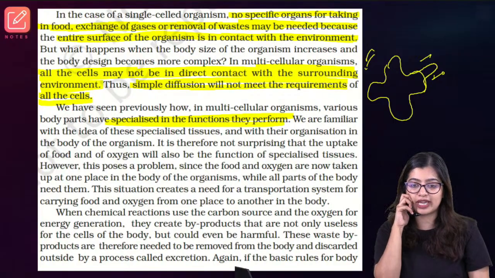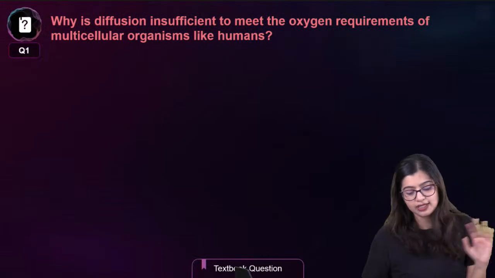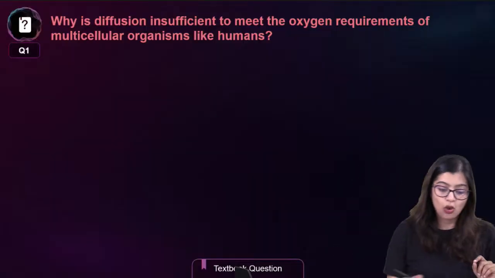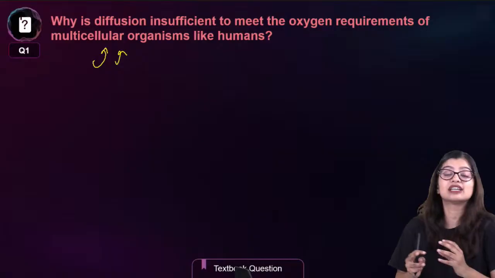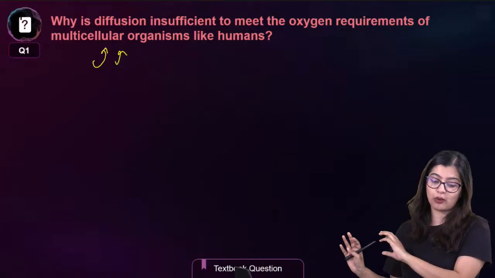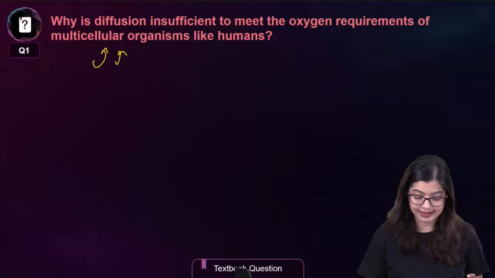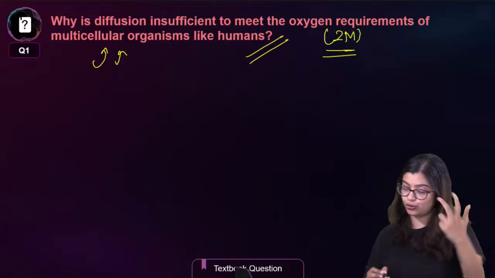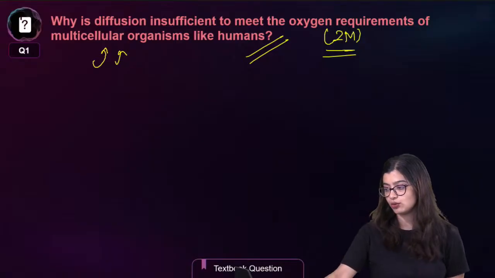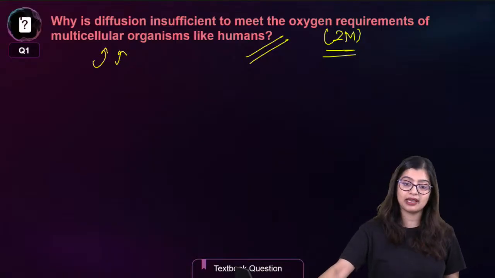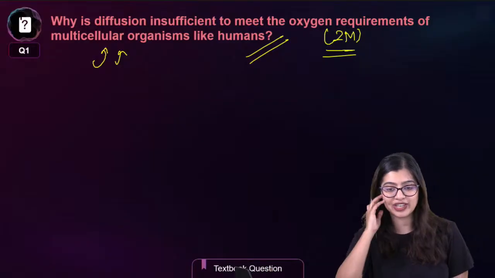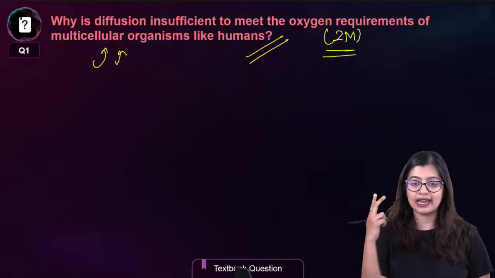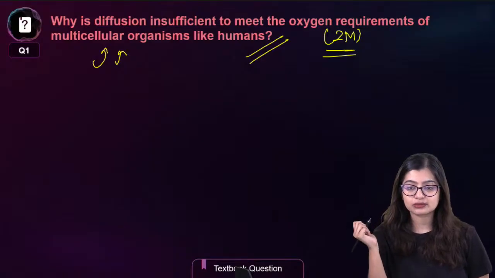Yes? Okay. Awesome. So with this, all of you, I have a question and I want you to give me the keywords in the answer. Why is diffusion insufficient to meet the oxygen requirements of multicellular organisms like human beings? This can come for 2 marks in your unit test exam if that's happening pretty soon, right? So if you have your UTs coming, this is a question that they will ask you. Very quickly, I need the 2 pointers.